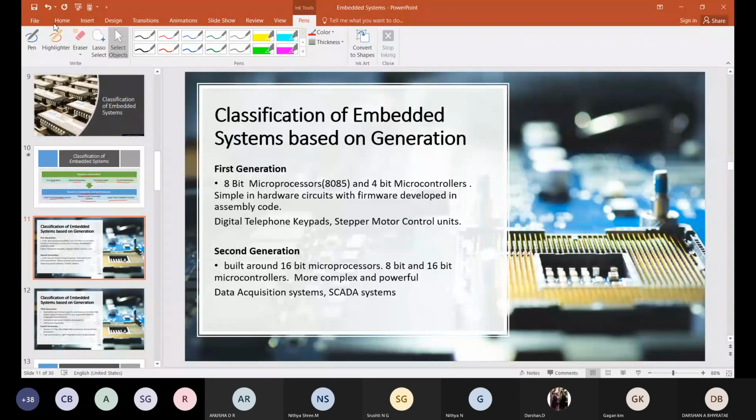Okay, so now let's come to the classification of embedded system based on the generation. Let me discuss what we mean by first generation embedded system. In the first generation embedded system, we use the 8-bit or 4-bit microprocessor or microcontroller.